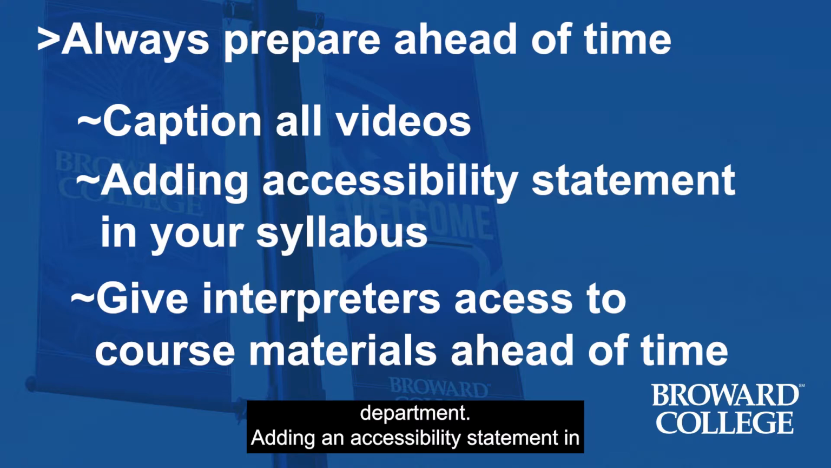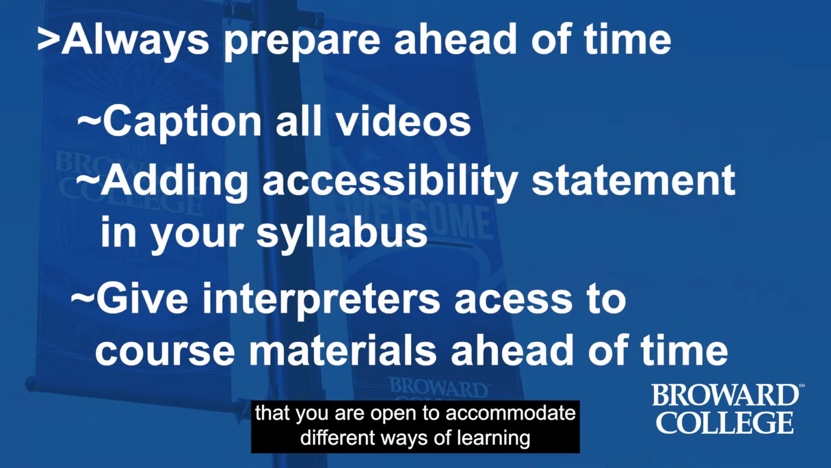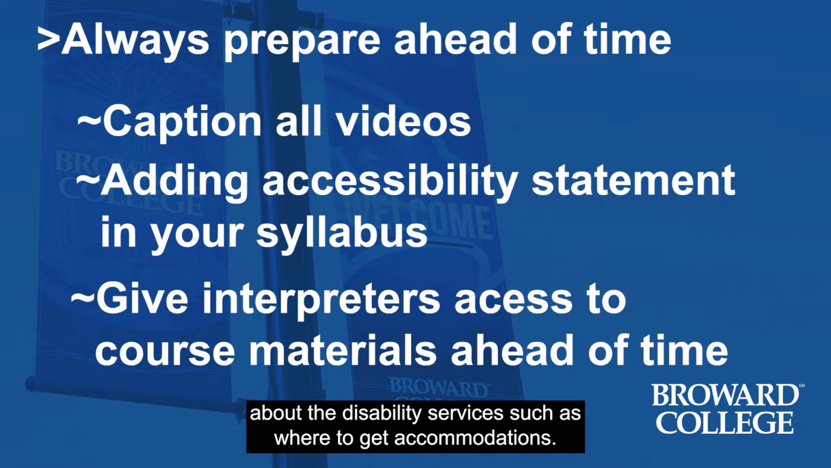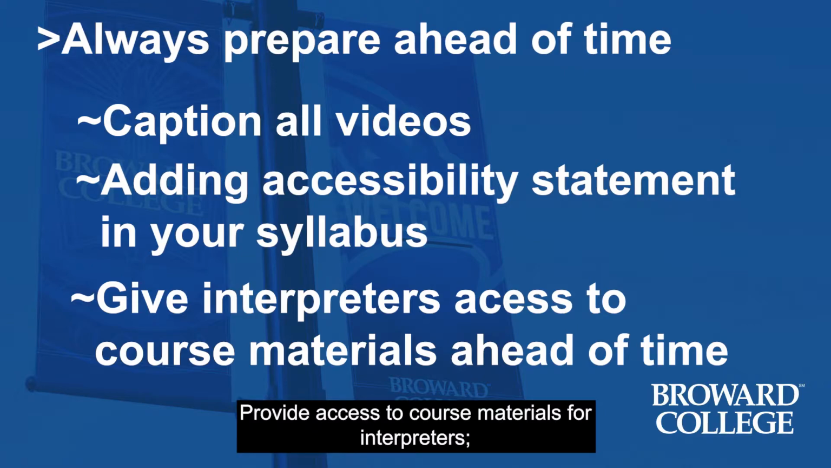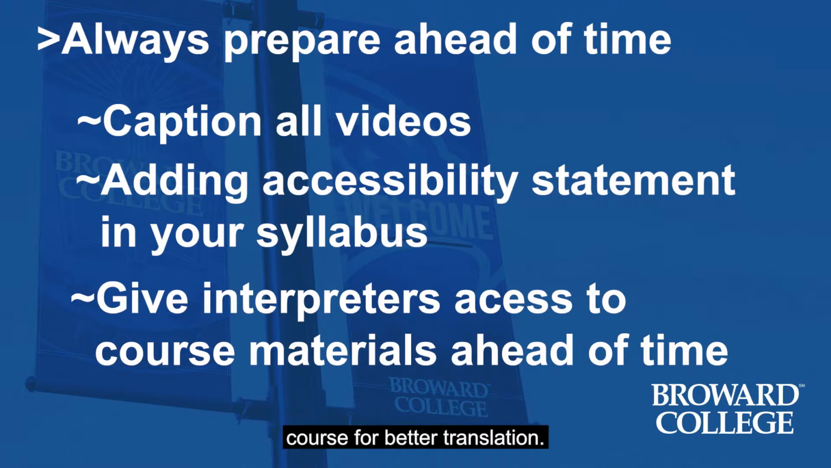Adding an accessibility statement in your syllabus is a good way to notify your class that you are open to accommodate different ways of learning in the classroom. An accessibility statement may include information about the disability services, such as where to get accommodations. Provide access to course materials for interpreters. This will give interpreters the chance to review terms and words used in the course for better translation.